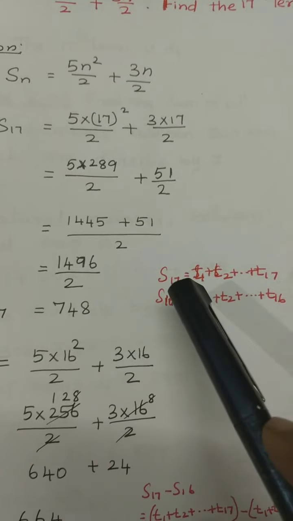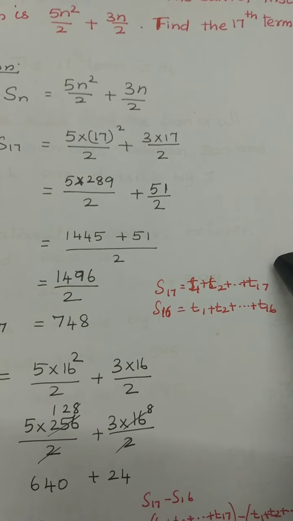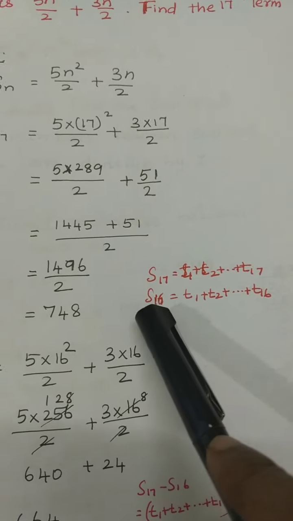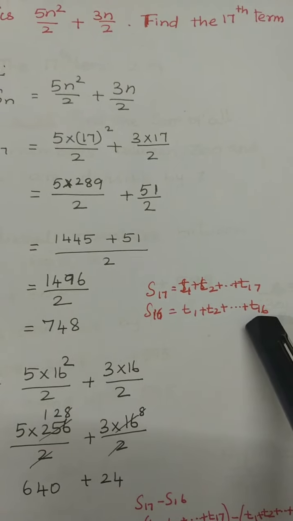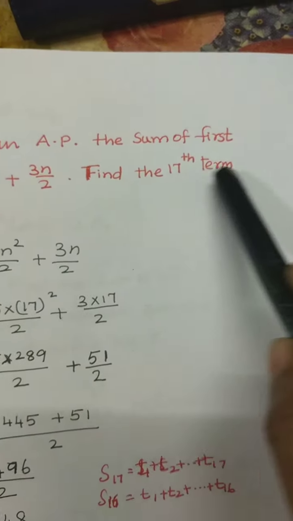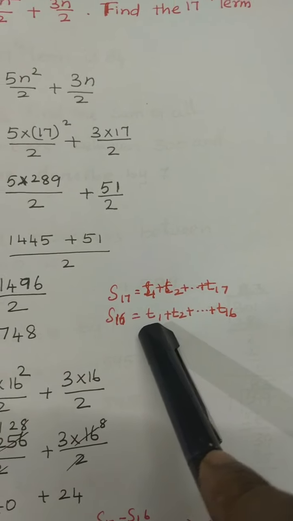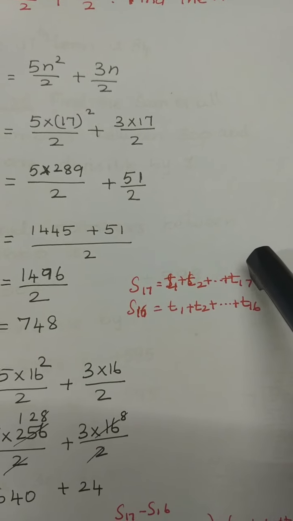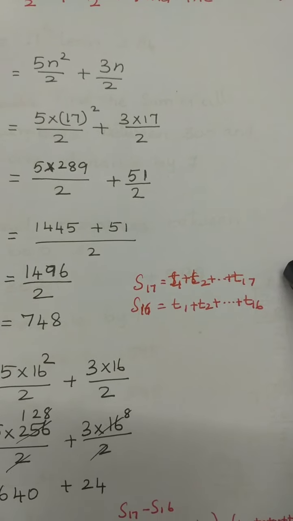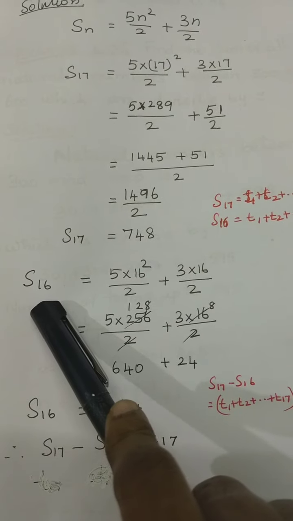Okay. We know that S17 is equal to T1 plus T2 plus and so on plus T17. Then S16 is equal to T1 plus T2 plus and so on plus T16. We need the value of the 17th term. So if we subtract S16 from S17, then we will get T17 alone, isn't it? So we are going to find the value of S16.